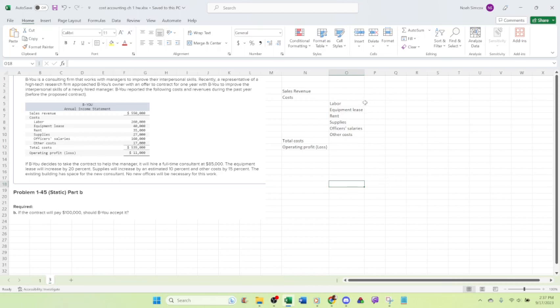So, we're going to add the sales revenue. So, their sales revenue will be 550 plus 100,000, and then costs will be, let's see what's going to change. Labor cost will change, so it will be 260 plus 85,000.